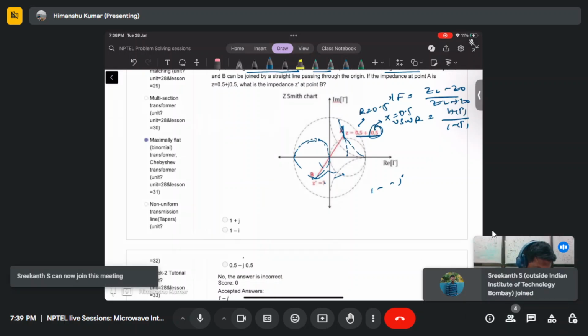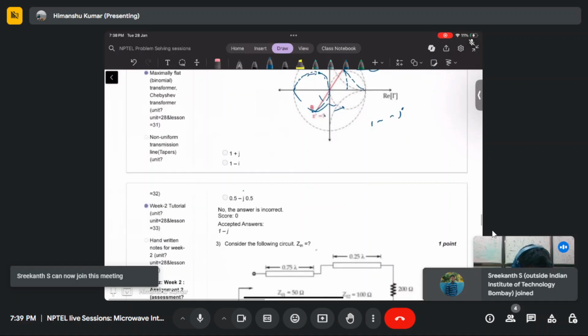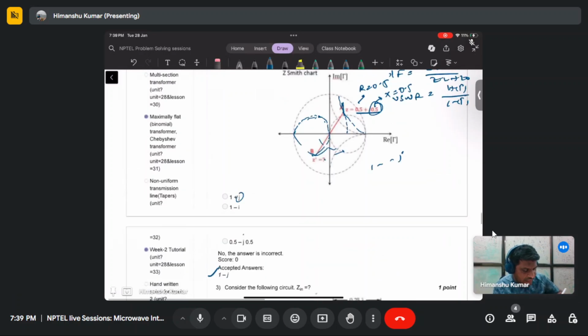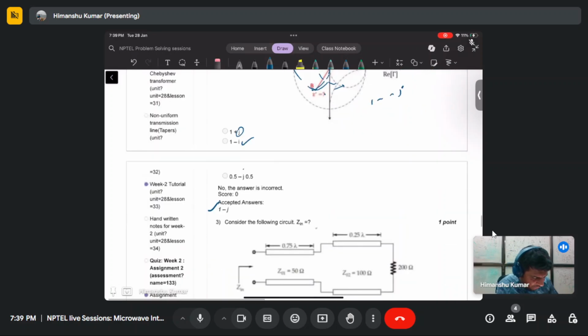So the correct answer will be the third one, because plus j is for the upper half compared to the real part of gamma, and minus j corresponds to the bottom half. 0.5 and 0.5 will not be correct, because here the impedance gets doubled compared to the earlier case if you take the mirror image. So the correct answer will be 1 minus j.